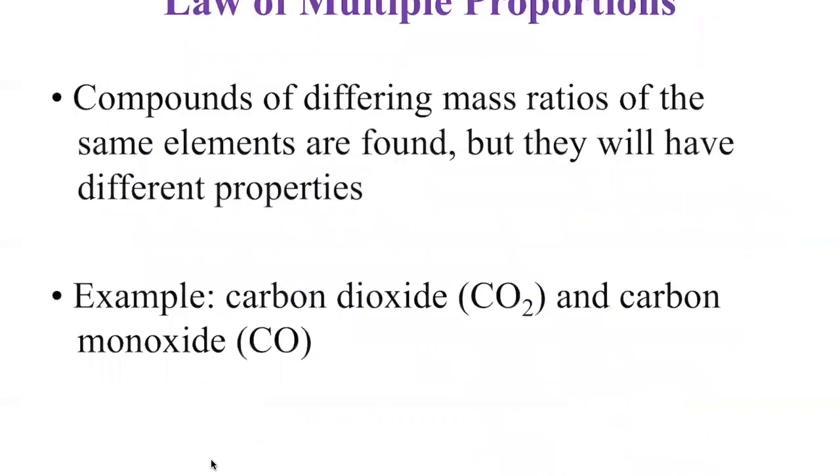Another example, notice that here we have carbon dioxide and carbon monoxide. They both have carbon and they both have oxygen, but those ratios are different. One, carbon dioxide, is natural; carbon monoxide could potentially kill you. Both are gases, but one is more harmful than the other. So here's another video just to give you more information about that law.